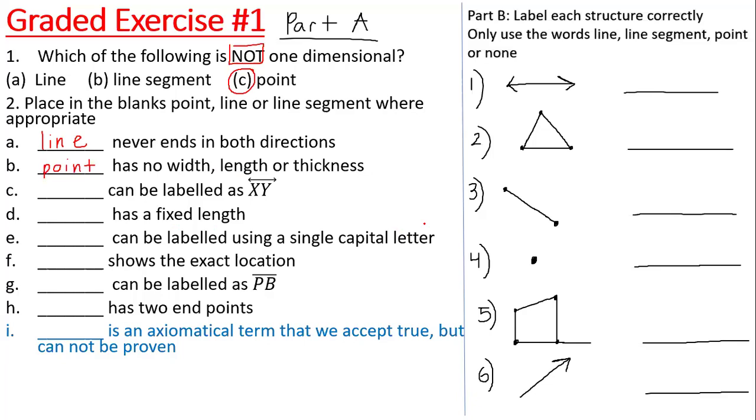Raven, where's Raven? I'm here. What do you have for C? Can be labeled. Oh, you just joined. Okay. Renaj, what do you have for C? Can be labeled as X, Y. What do you have for that? I have line. Line, very good. Anyone else have a line for this one? Very good.